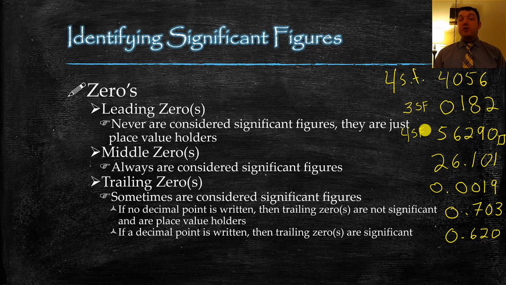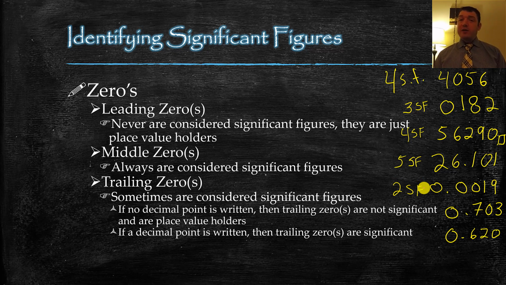26.101, that zero is between two ones. That makes it a middle zero, which is always significant. So this has 5 significant figures. 0.0019, those zeros are leading zeros. They come before the first number, which are never significant. It's true, there's a visible decimal point, but a decimal point being visible only affects trailing zeros. It only affects zeros that are following the rest of the numbers, and these zeros are leading the numbers, and leading zeros are never significant. So this is 2 significant figures.